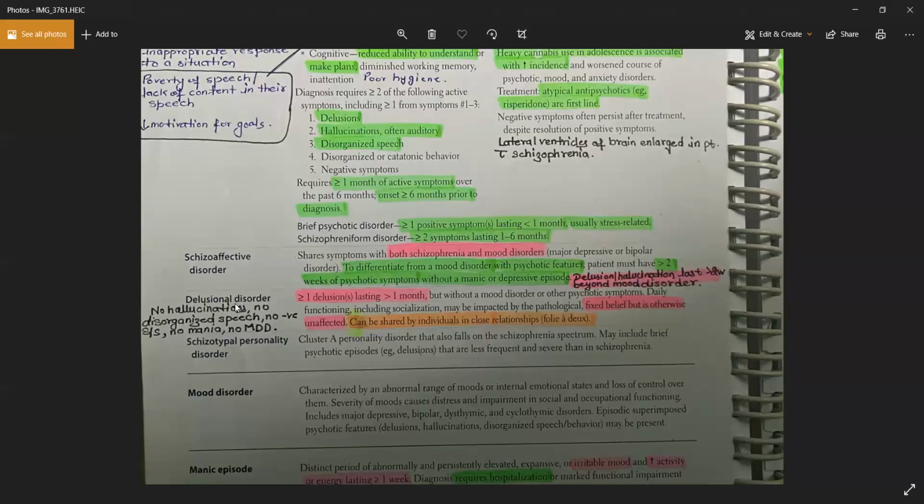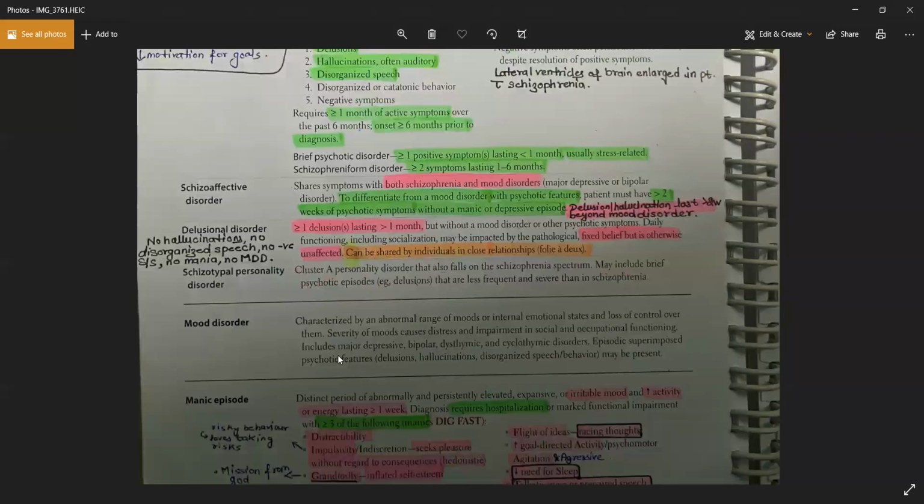And sometimes the delusion becomes so severe that even the partner starts believing the delusions. Okay, that is folie à deux. When in the relationship, even the partner starts believing their delusions. Sometimes they become that severe. So they must have no hallucinations, no history of mania, no history of depression, nothing, just a fixed delusion for more than 1 month.